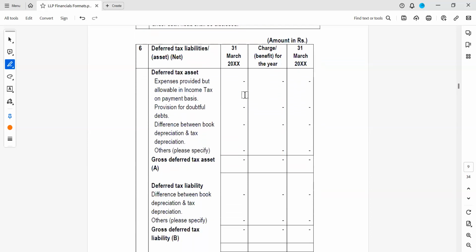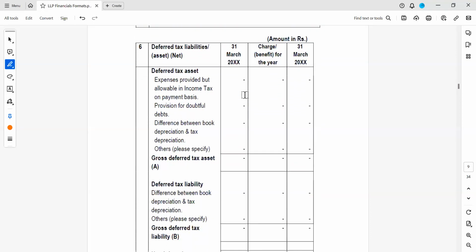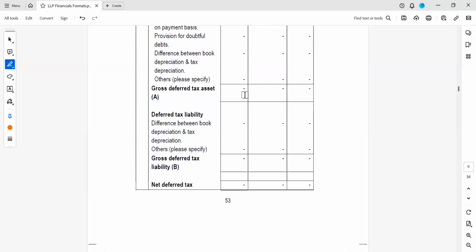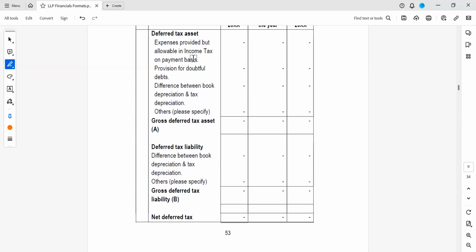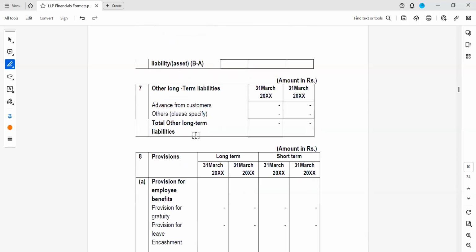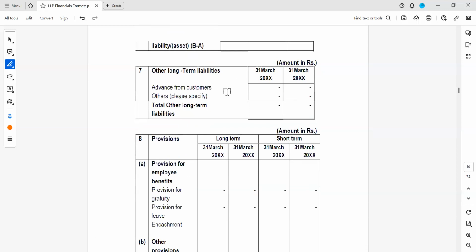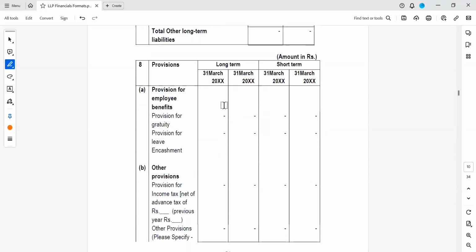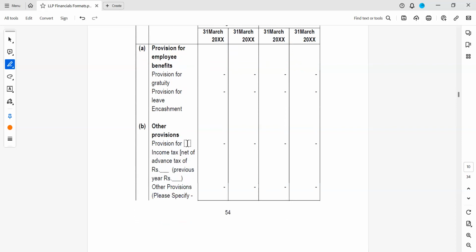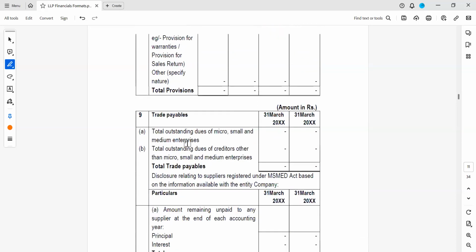Next, coming to deferred tax liabilities and assets. So here again, for whatever reasons the deferred tax is arising, the breakup is given here, the same way as we give in companies also. Other long-term liabilities, advance from customers, if anything other than that can be specified in this note. Next, provisions: same as provision for employee benefits, other provisions, trade payables.